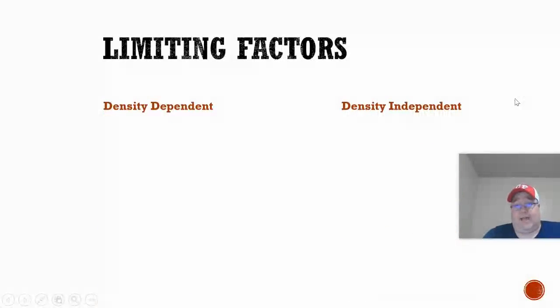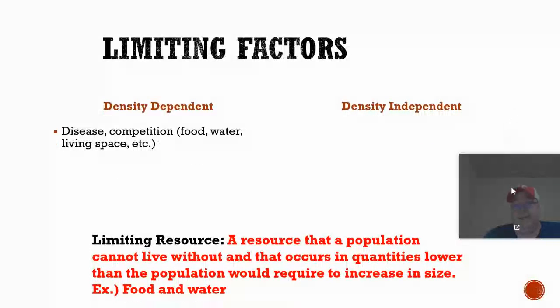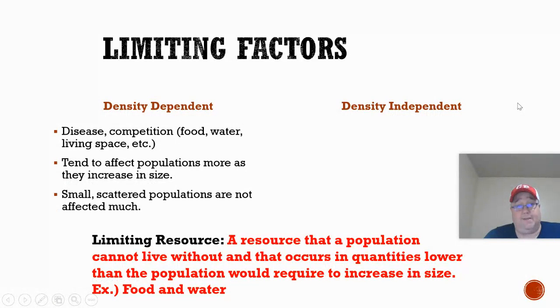All right, so just to summarize, density dependent and density independent. Again, here are some examples of density dependent: disease, competition, things like that. The amount of food, water, whatever. Again, they tend to affect populations more as they increase in size. Smaller populations are not affected as much by these. Larger populations are affected more by density dependent factors.